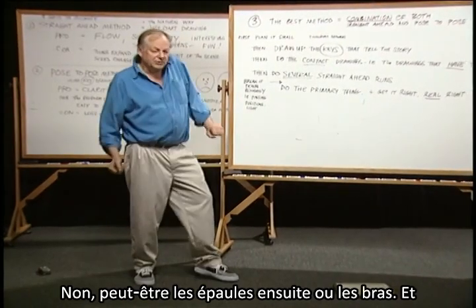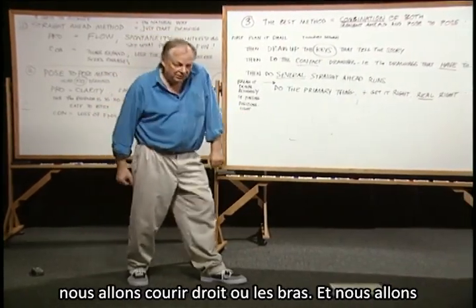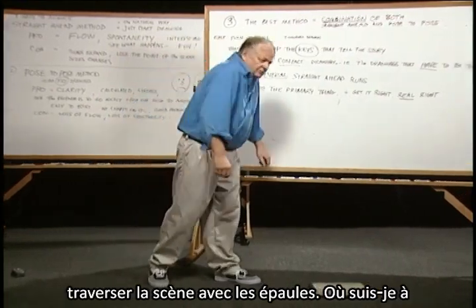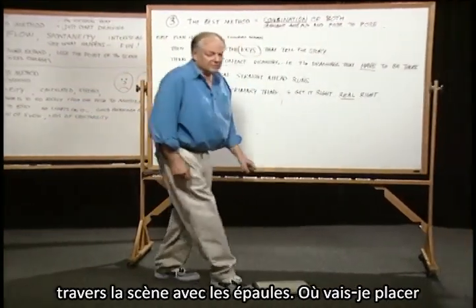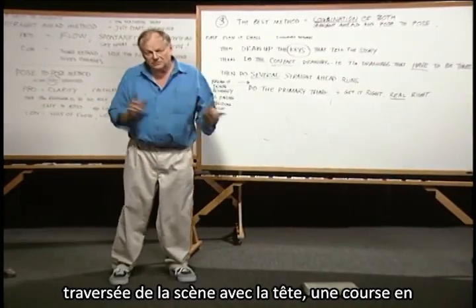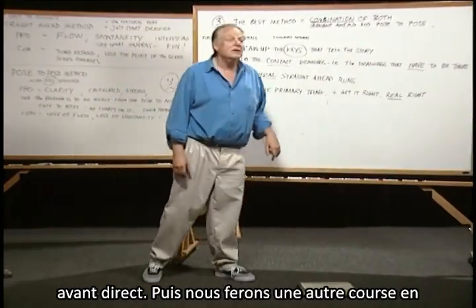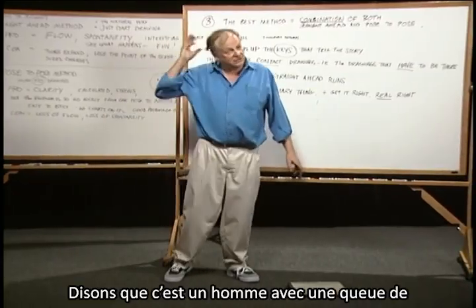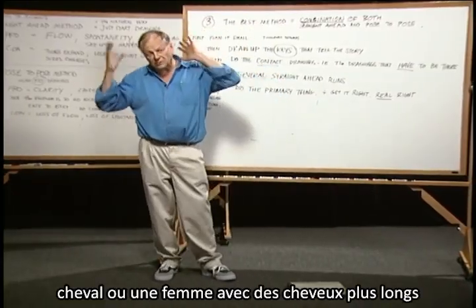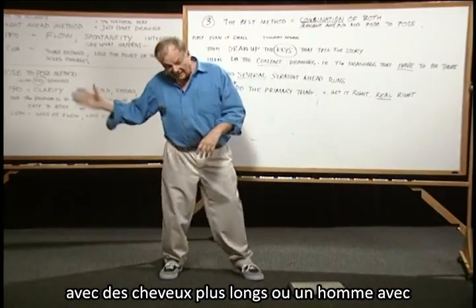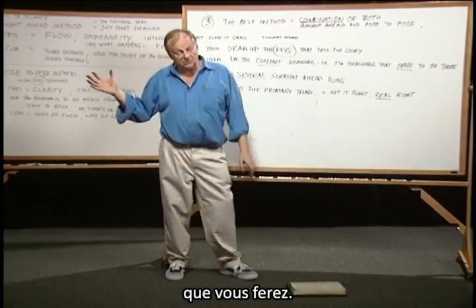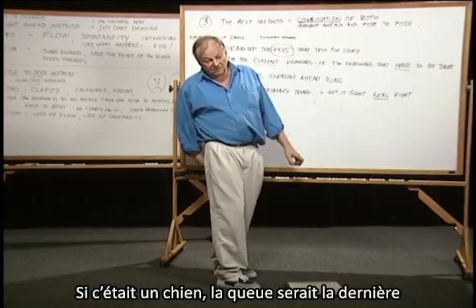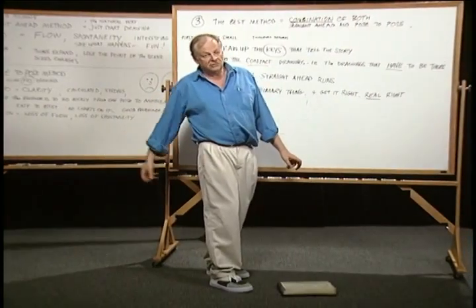No, maybe it's the shoulders next, or the arms. And we're going to run right through the scene with the shoulders. Where am I going to put the shoulders? Then we're going to do another run through the scene with the head, straight ahead run. Then we're going to do another run with the hair. Say it's a guy with a ponytail, or it's a woman with longer hair, or a guy with longer hair. That's going to be the last thing you might do. If it was a dog, the tail would be the last thing you do.